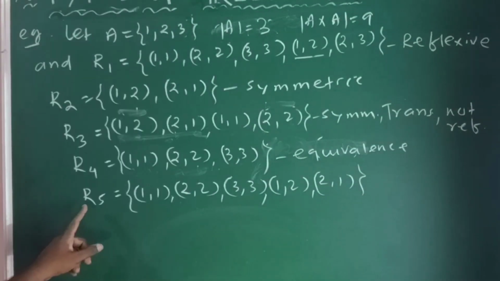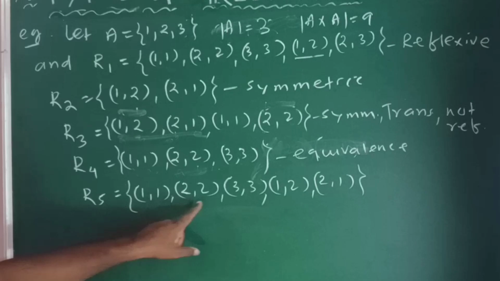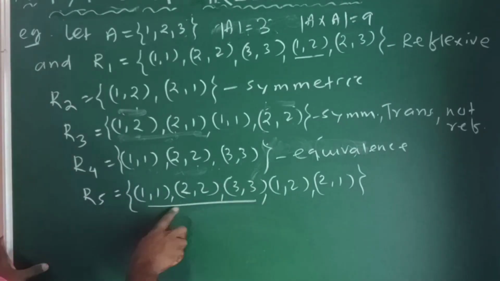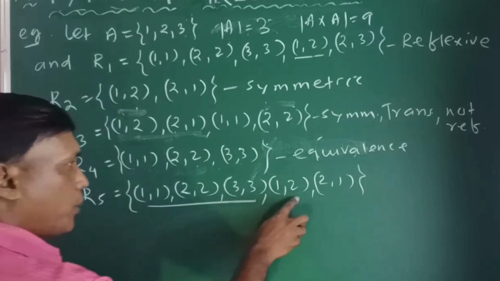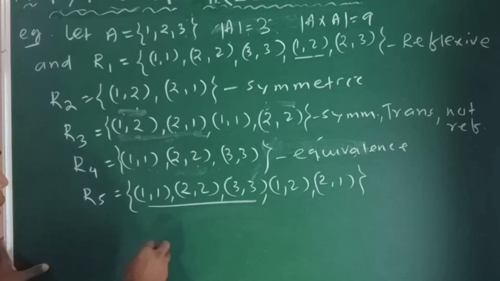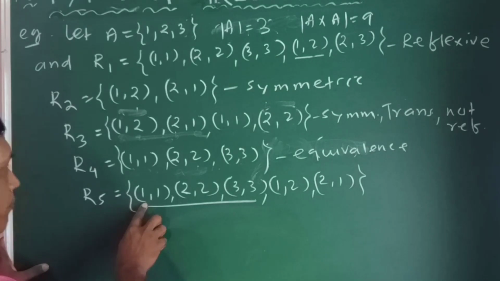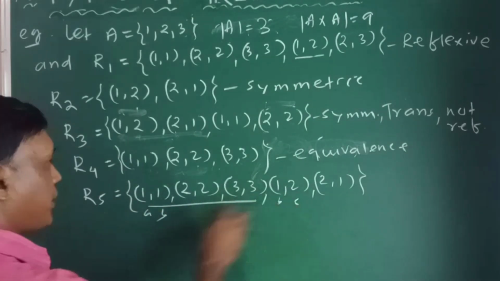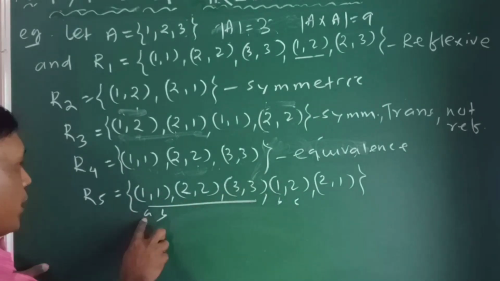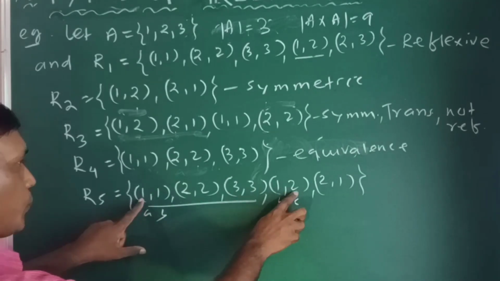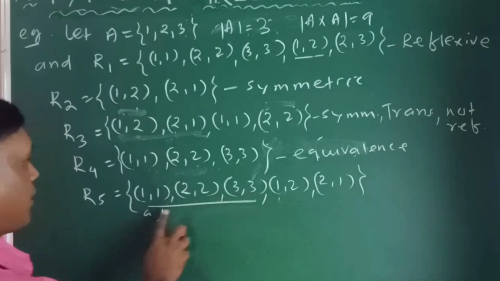It is R5: (1,1), (2,2), (3,3). The presence of these three makes it clear that this relation is reflexive. Again (1,2), (2,1). So this is symmetric. Now for transitive, look here, dear students. Here is (1,1), A, B. And here is B, C. B is 1, B is 1. So A, B, B, C. There must be (A,C). (A,C) means (1,2). So here is (1,2).